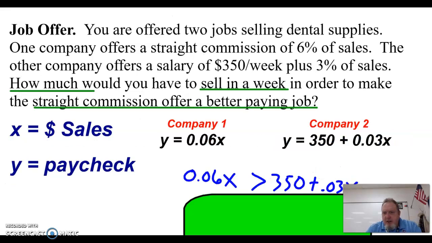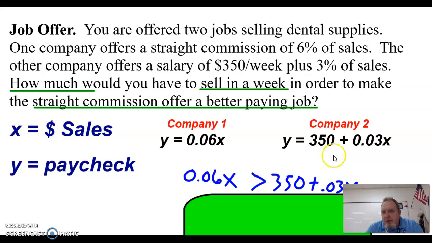The next problem is the job offer problem. Again, I'm going to help you with the setup here. So x is going to be the amount of our sales and y is going to be your paycheck. The first company offers a straight commission of 6%. So if you were to sell $100, you make $6. If you were to sell $1,000 worth of stuff, you'd make 60 at that point. If it was 10,000, you make 600, and so forth. So obviously, the more you sell, the more you make.